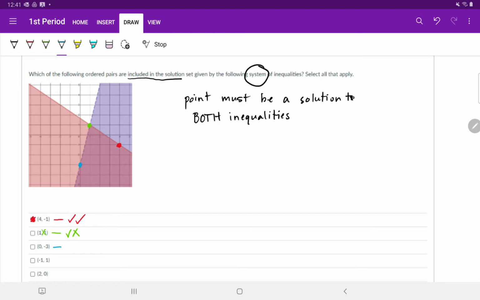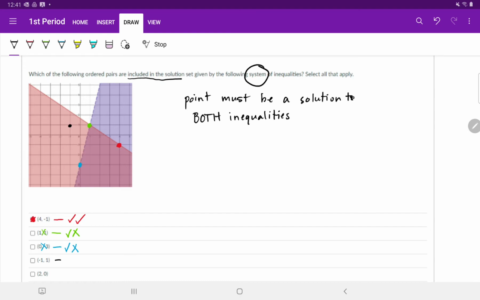That would be right here. Is this a solution to the red? Yeah, it's right in the middle of all that red shading, so this is a solution to red. Is it a solution to purple? No, for the same exact reason as the last point. It's on the dotted line, so it's not a solution to purple, which means it's not a solution to the system. Next point, -1, 1.